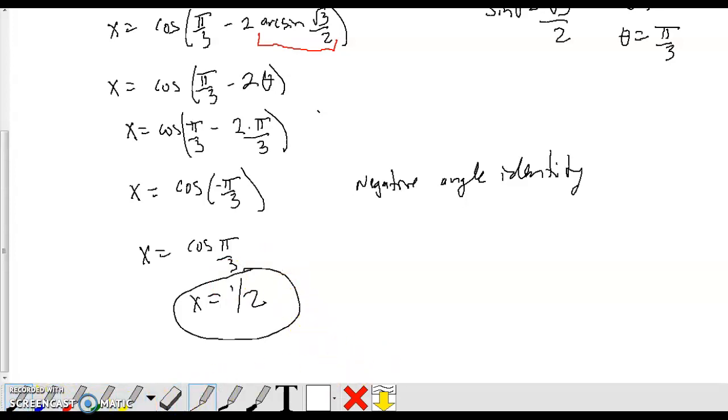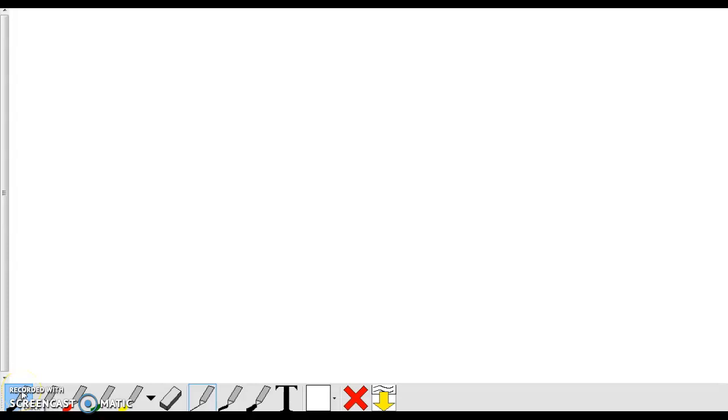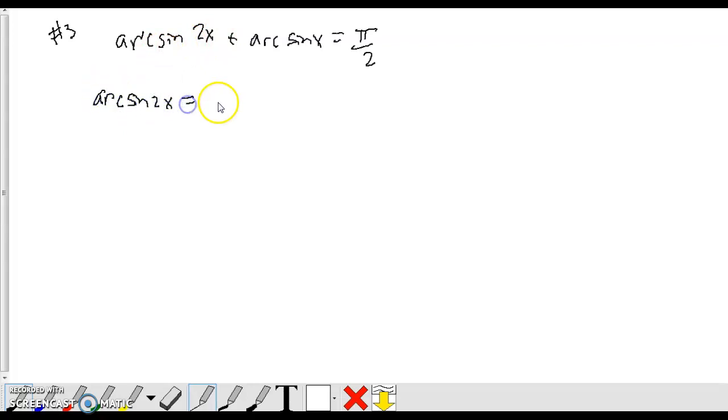Let's try another one. Let's get a little bit more challenging. All right, so problem number 3. What happens if I have arc sine of 2x plus arc sine of x is equal to pi over 2? Well, this one's a little bit harder because we actually have 2 variables. So what we want to do is isolate the one that's a little bit harder. So we're going to isolate this guy right here. So I'm going to say arc sine of 2x is equal to pi over 2 minus arc sine of x.